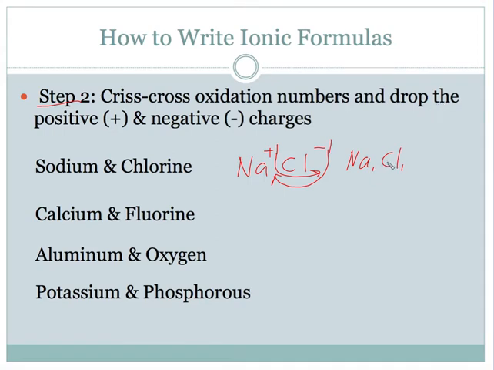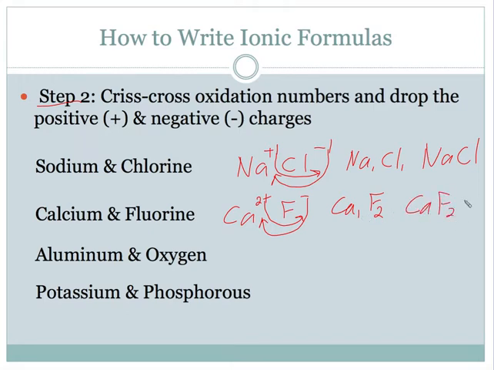And if it's 1, you don't have to worry about writing it. But that's where we're at. So this would be NaCl. Your next one's calcium and fluorine. So calcium has a charge of positive 2. Fluorine has a charge of negative 1. We're going to cross and drop. So my calcium, and remove the sign. So calcium has a 1. Fluoride has a 2. And then you can rewrite it without the 1. It can be CaF2.